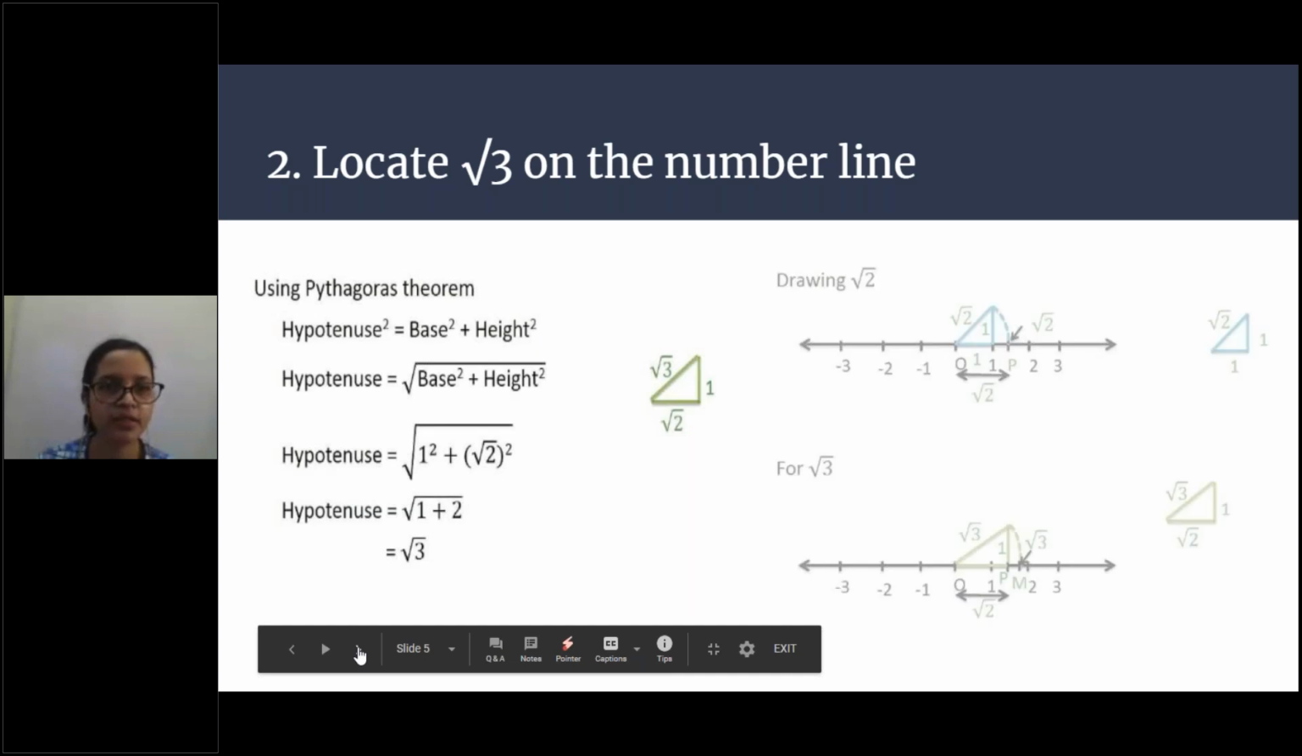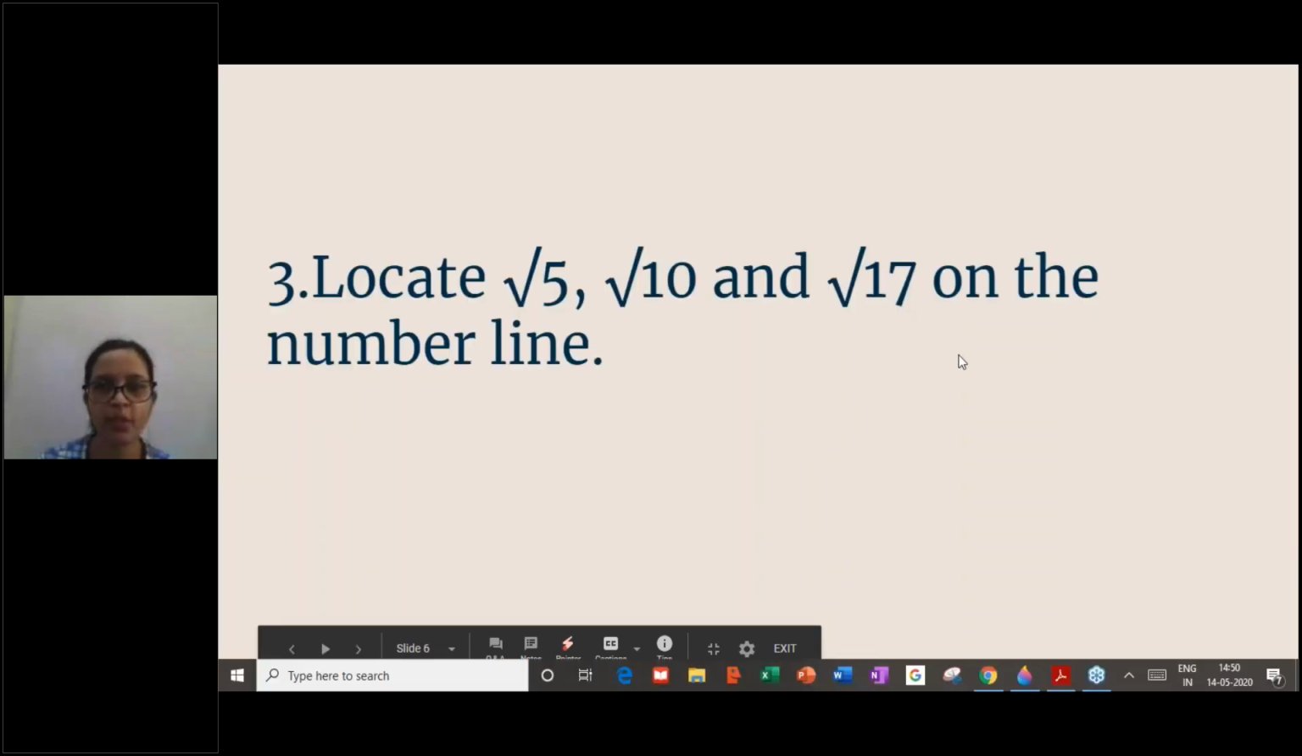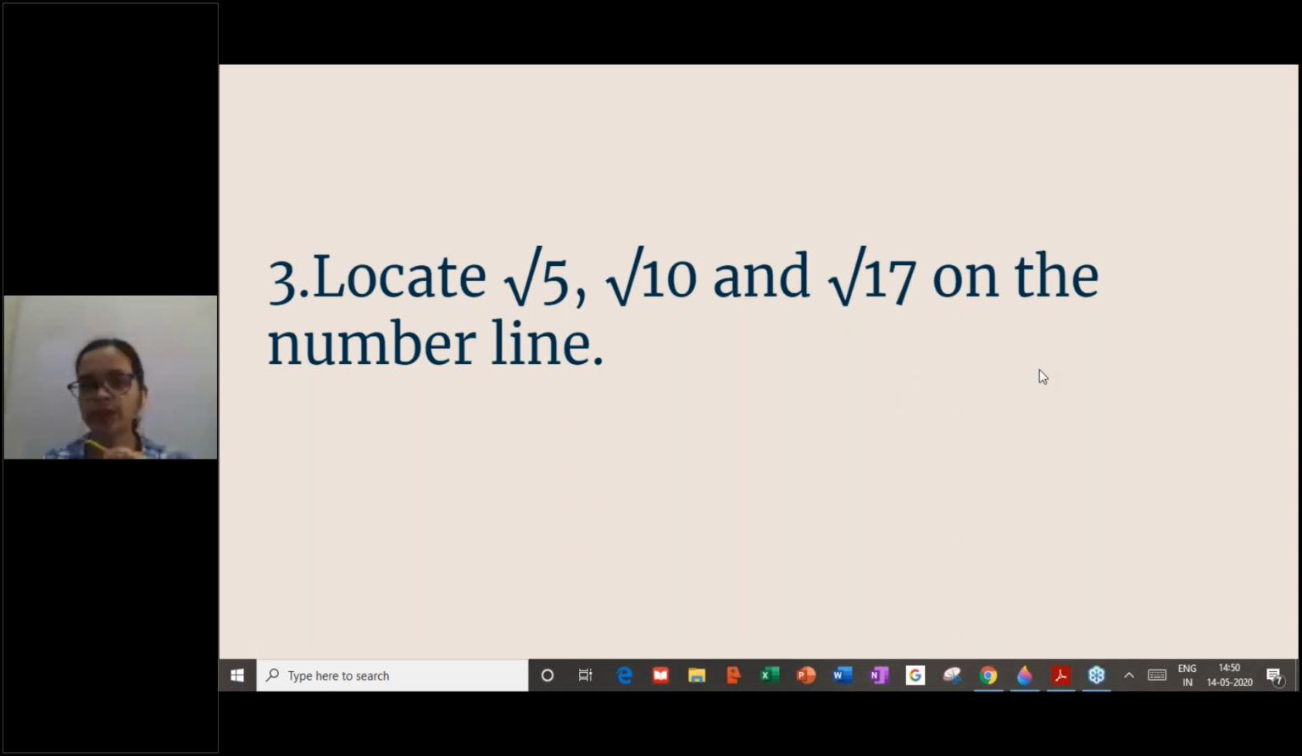Okay, so we did this. So now you all can try one question on your own. Try to solve this question on your own. And what you can do is once you're done, you can click a picture of your solution and put it on the WhatsApp group. Let me see how many of you get this.